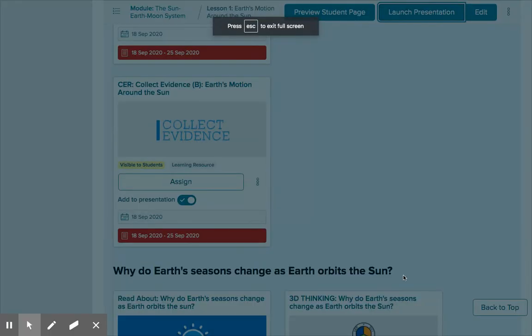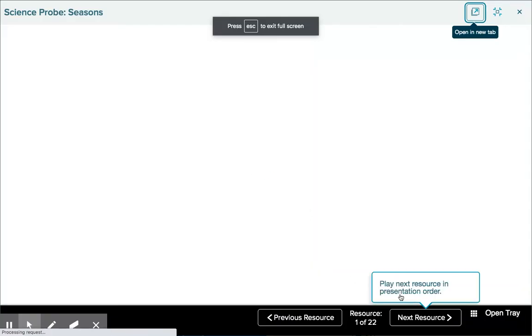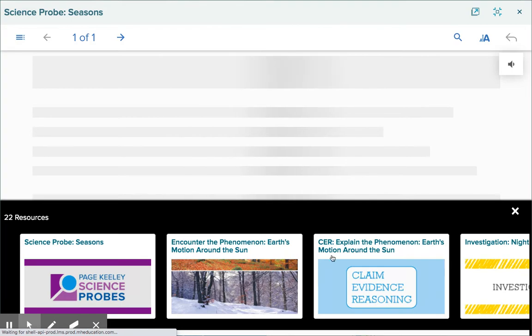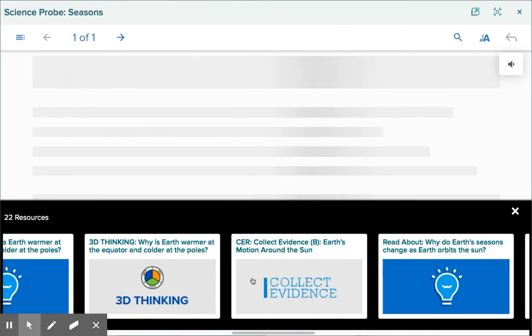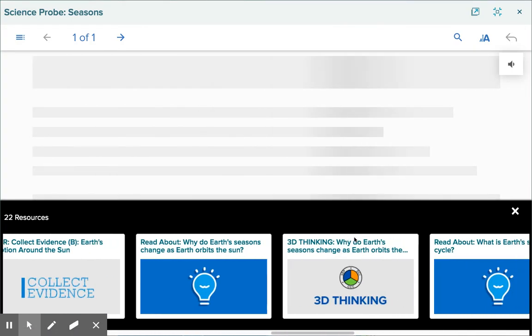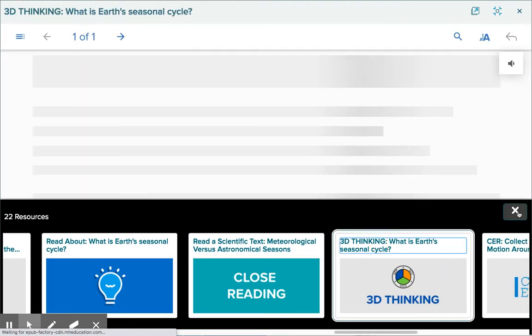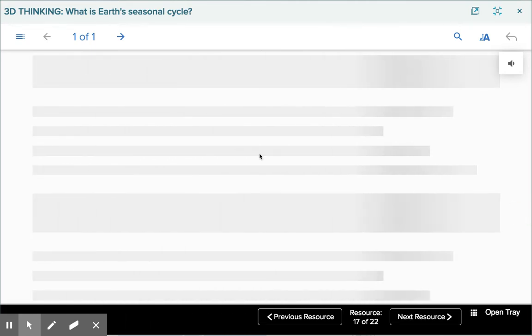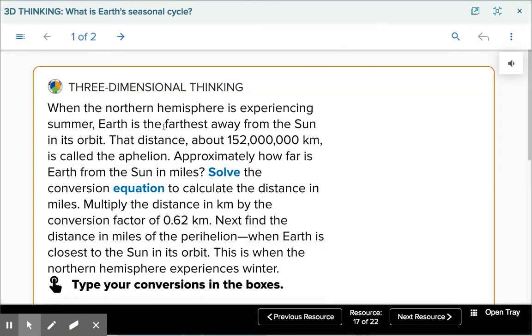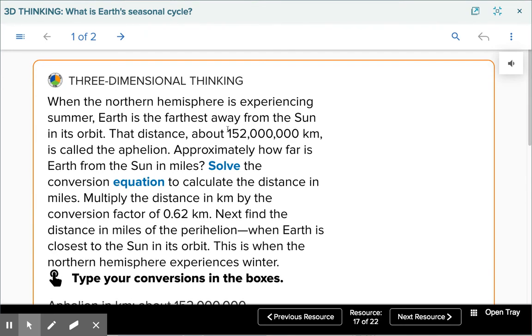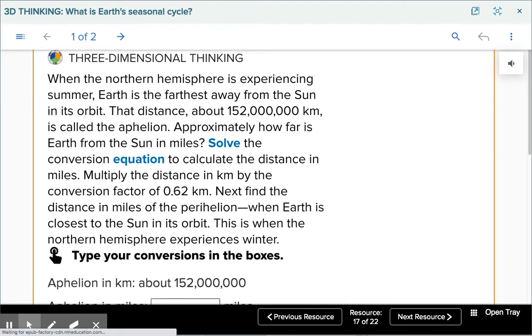I'm going to show you what the 3D thinking looks like and give you some tips and hints. A little math involved in this one. Okay, when the northern hemisphere is experiencing summer, Earth is farthest away from the sun. The distance, 152 million kilometers. There's a name for that, aphelion.